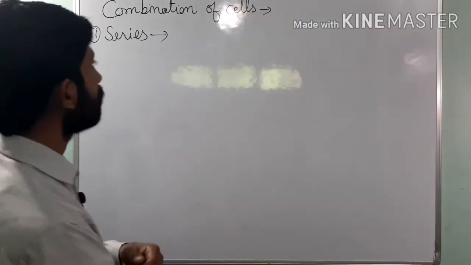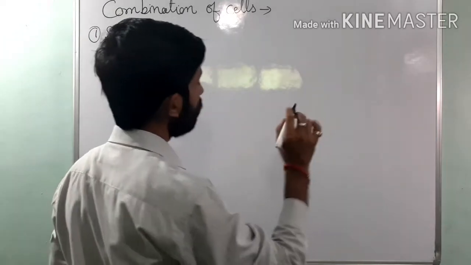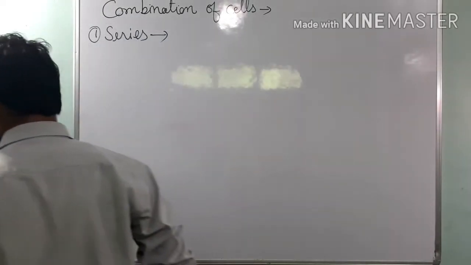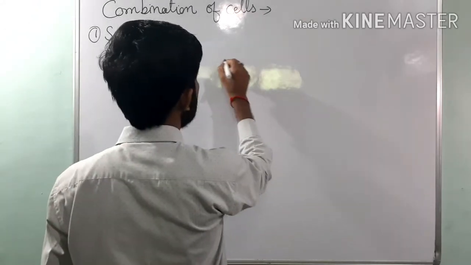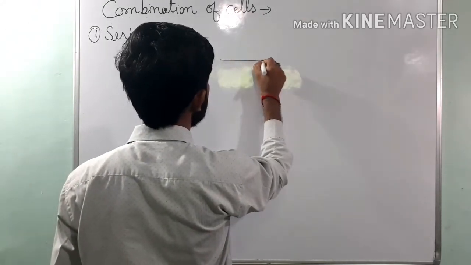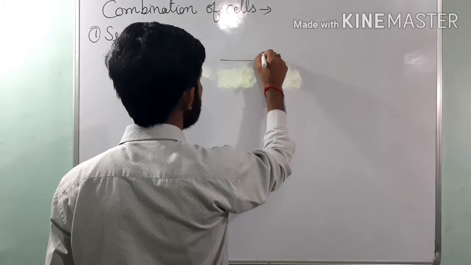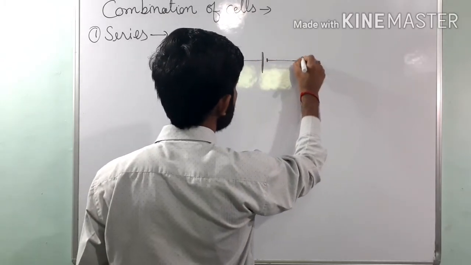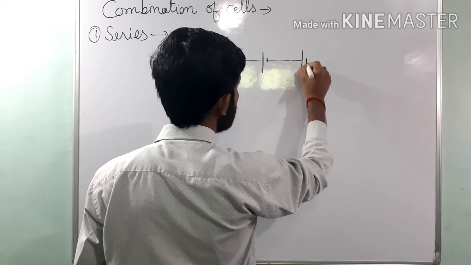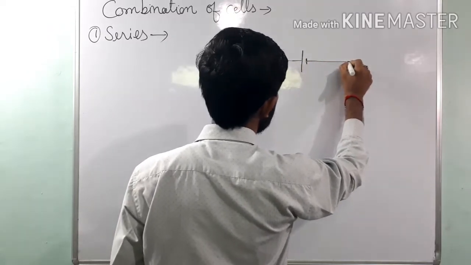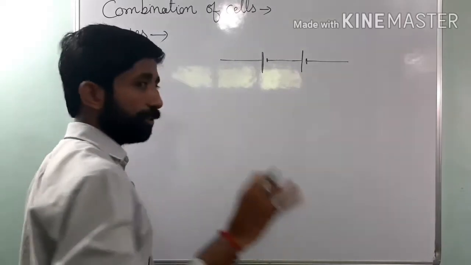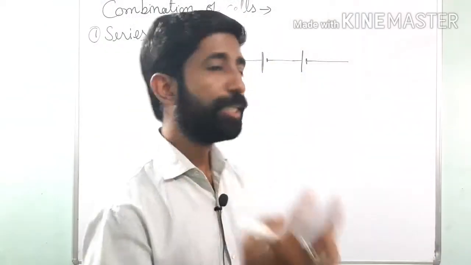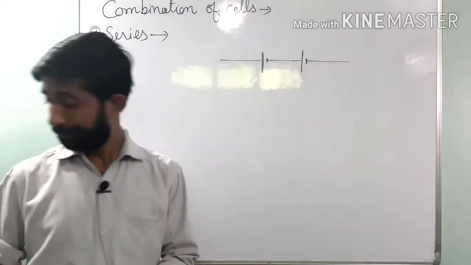We have a series combination of cells, and the cells are connected as I'm doing. Please see carefully. This is the positive terminal, this is negative, this is positive, negative, and so on. For simplicity, for avoiding complex calculation, I am taking only two cells. Okay.